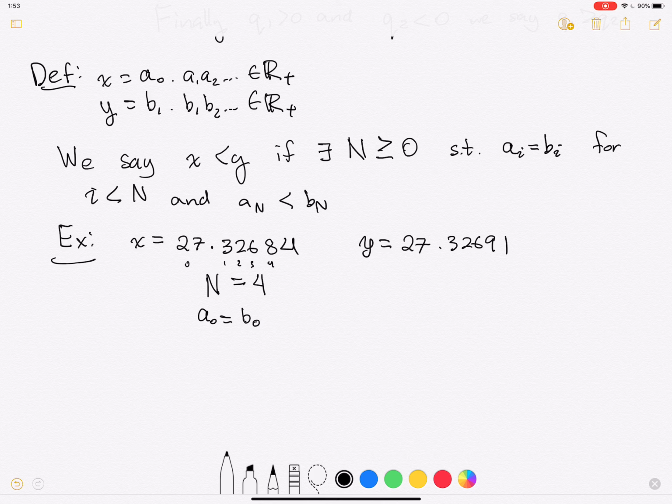So a_0 equals b_0 because 27 is equal to 27. a_1 equals b_1 because 3 is equal to 3, and so on, for all i less than n. And finally, a_n is less than b_n because 8 is less than 9.